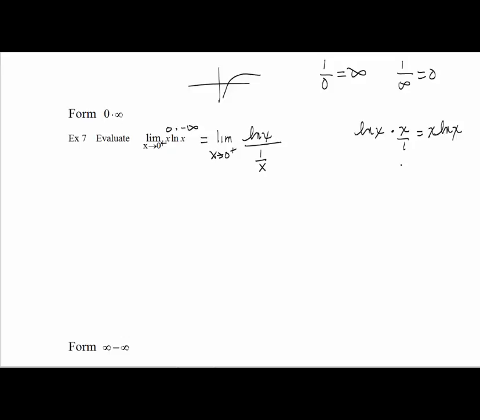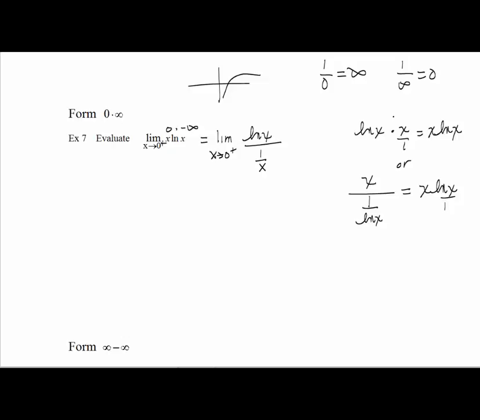Your other option would be to leave the x where it is, and then rewrite that as 1 over the natural log of x. If you double check that, x divided by 1 over the natural log of x, that's the same as multiplying by the reciprocal, so that would be x times the natural log of x over 1, or just x times the natural log of x.